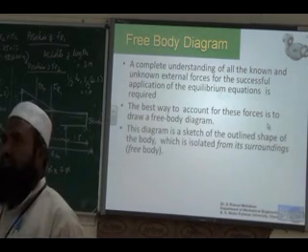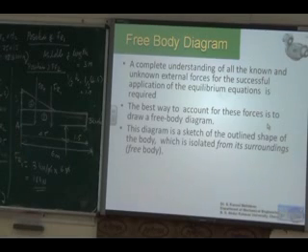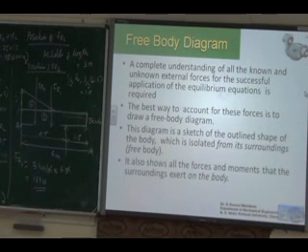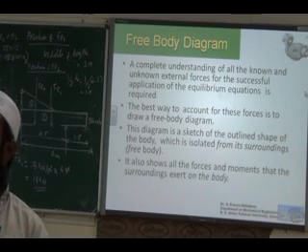The free body diagram is the sketch of the outline shape of the body which is isolated from the surroundings. It shows all the forces and moments acting on the body. It should account for all the forces.